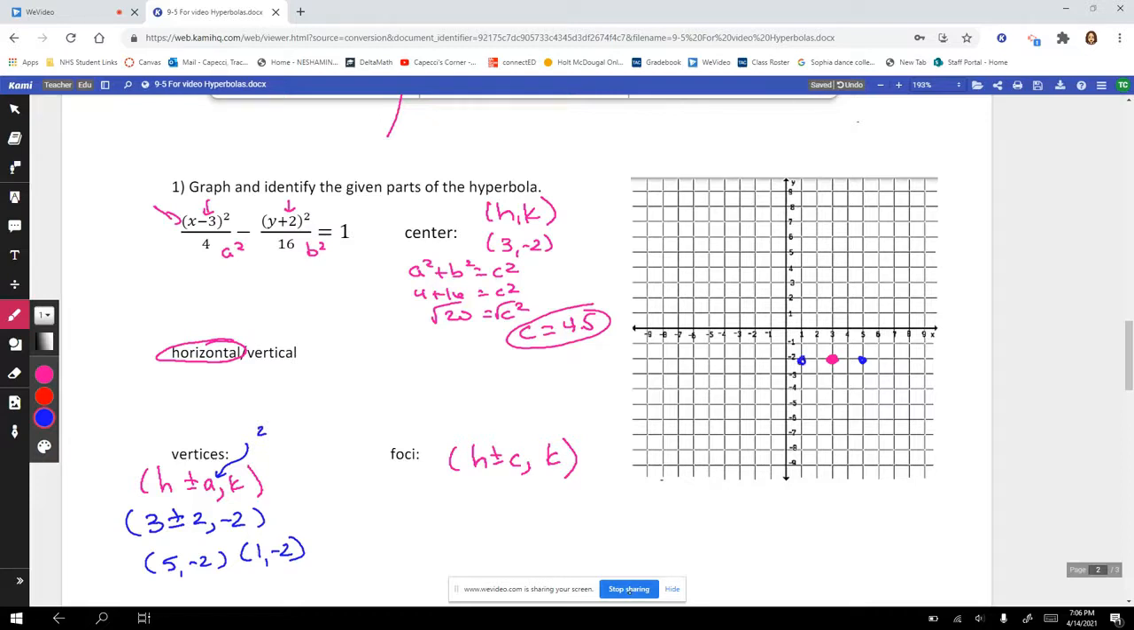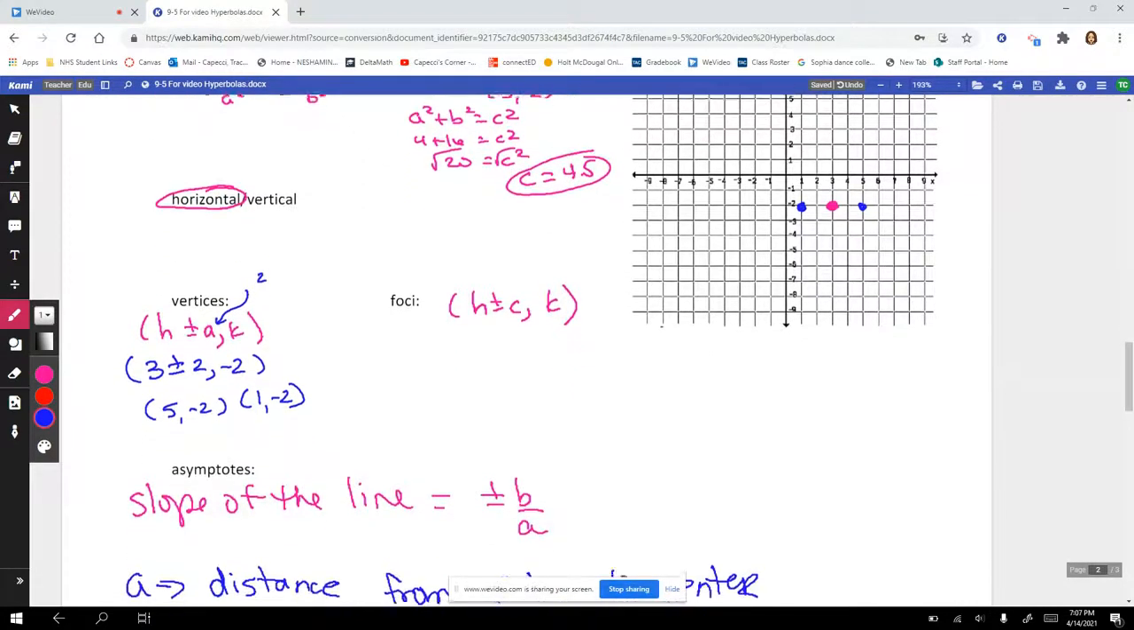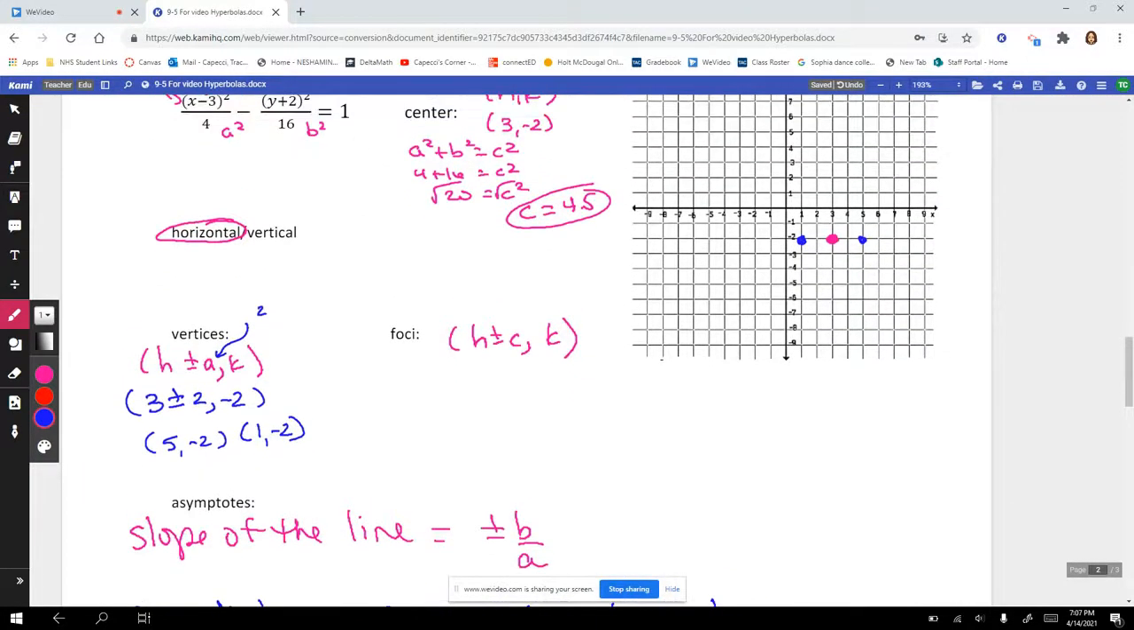So you can see a couple things. They're in line with my center, and they're also equidistant from the center as well. Okay, so before we do the foci, let's actually go right down and look at the slope of the lines.